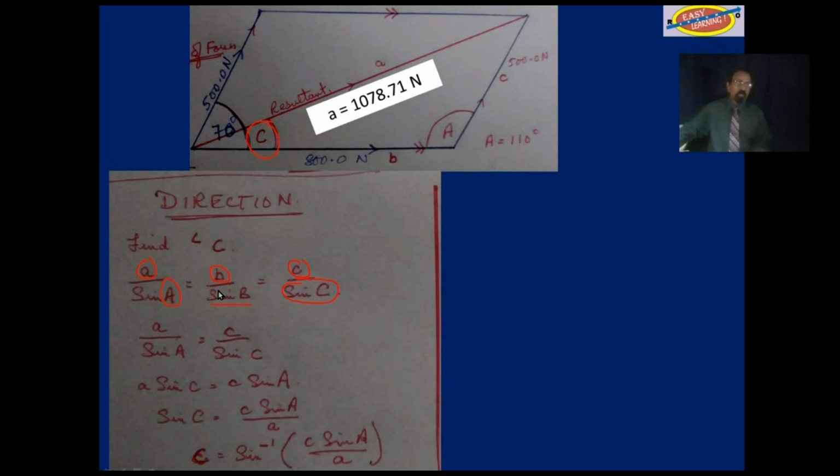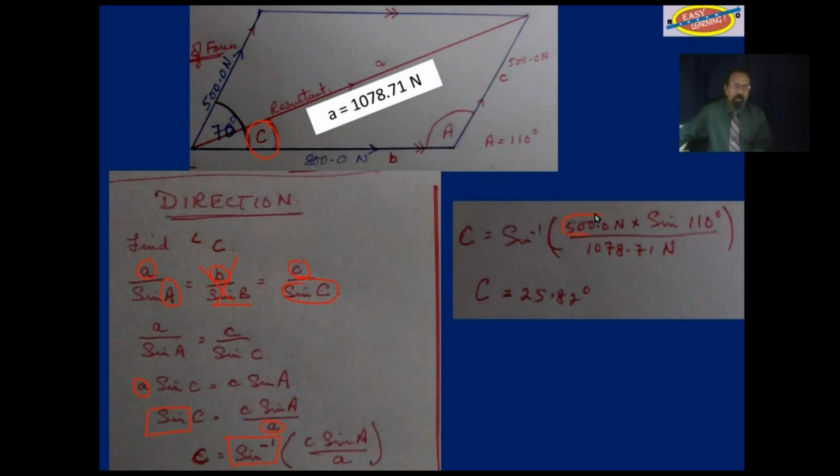Now, since we are not using B in this example, we will cross that out. A over sine A is equal to C over sine C. If you cross multiply, this sine C goes over that side, so you get A sine C is equal to C sine A. You remove the A from this side, and it becomes divided on this side. And then you remove the sine from this side, and it becomes inverse sine. So C is equal to inverse sine of C sine A over A.